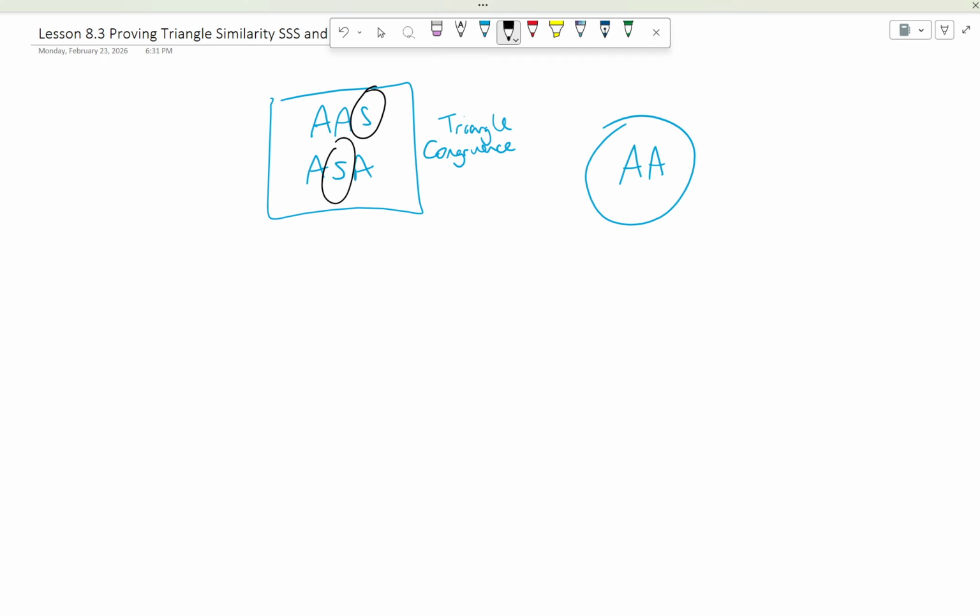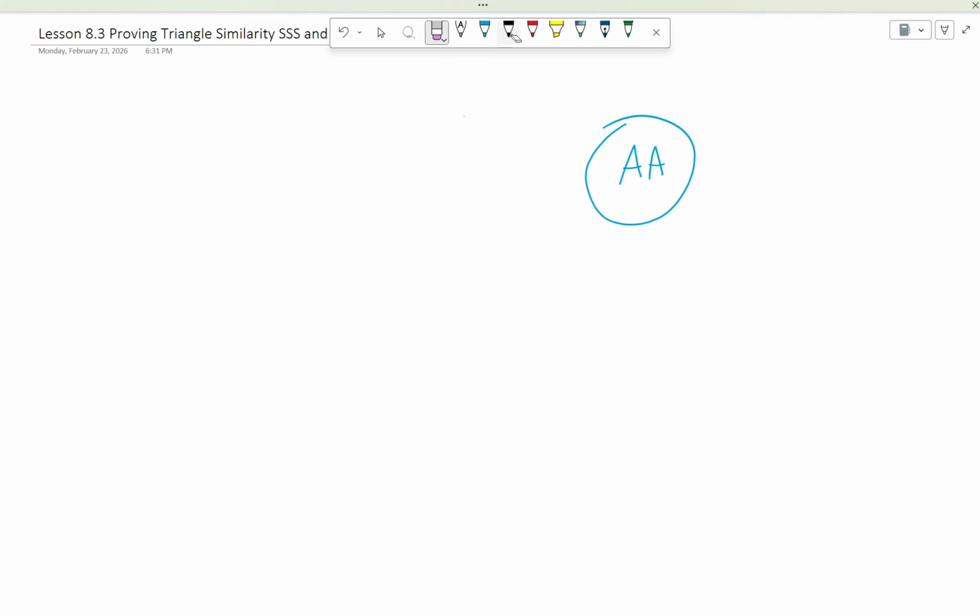Because remember, when we have similar figures, all the angles will be congruent correspondingly, and then the sides will be proportional. So I don't even need to worry about these sides because I have what I need. And then we have the two other ways for us to prove this.